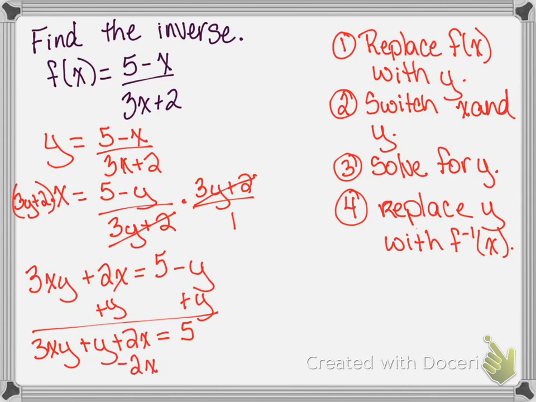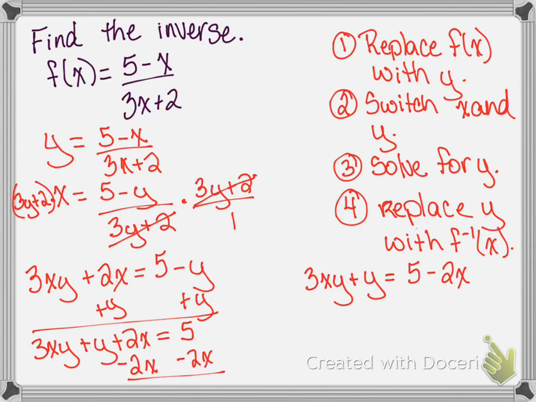And of course, I am running out of room, right? So I'm going to go up here. So I have 3xy plus y equals 5 minus 2x. Now, if you chose to write negative 2x plus 5, that's fine. Completely fine.